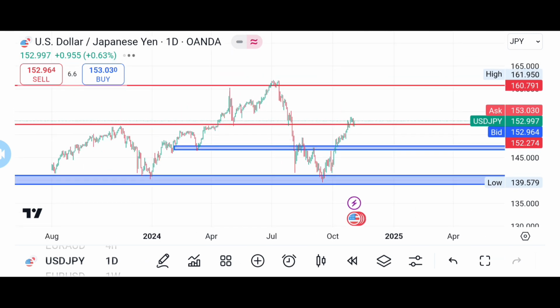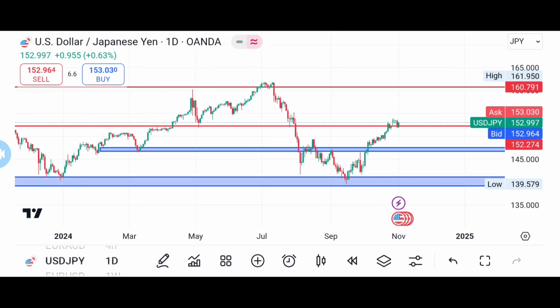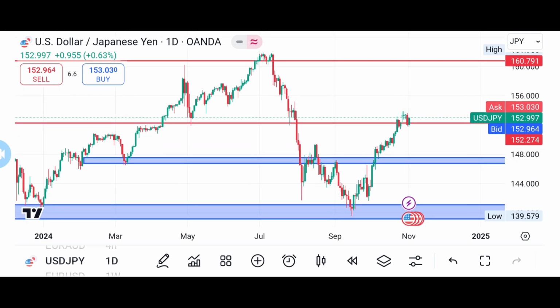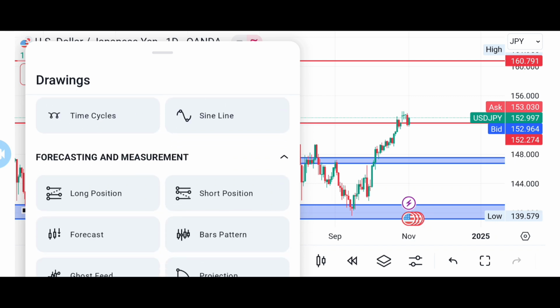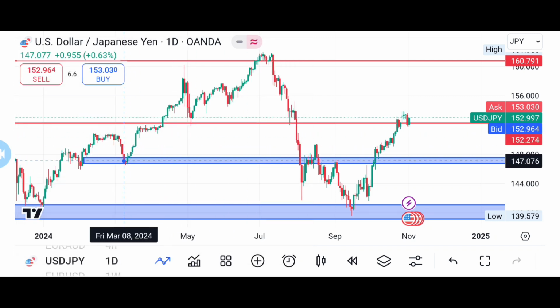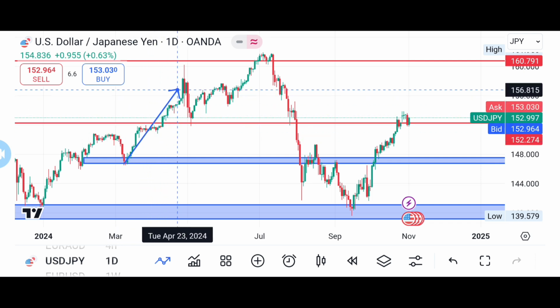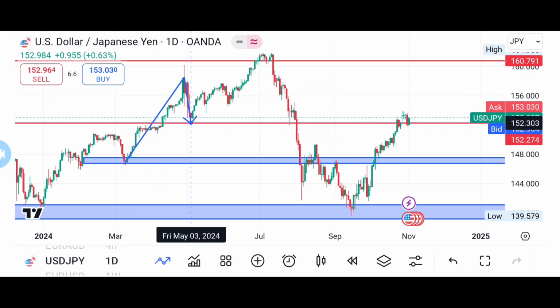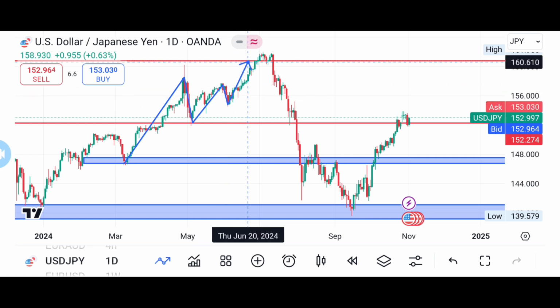Now, in the daily time frame, you can see that we have so many internal breaks of structure, changes of character. I might draw, but it will take time to draw all this internal structure. If you understand the fractal of market structure, it will be so easy for you to analyze this market.